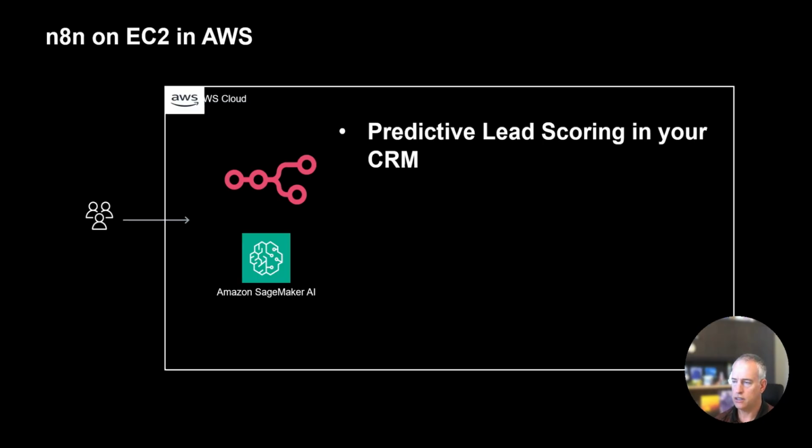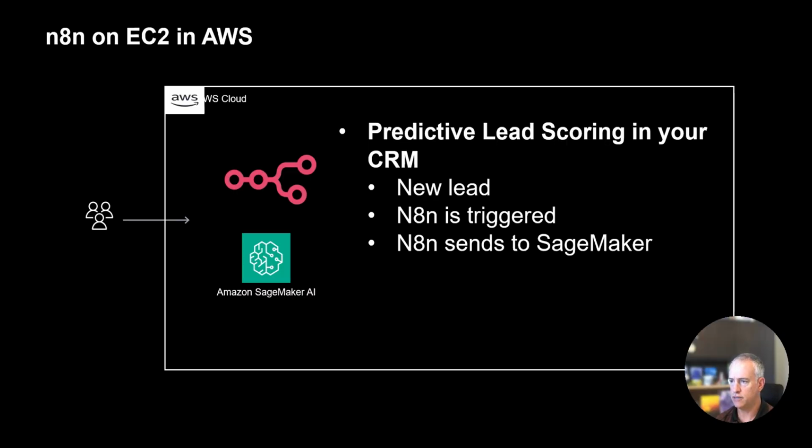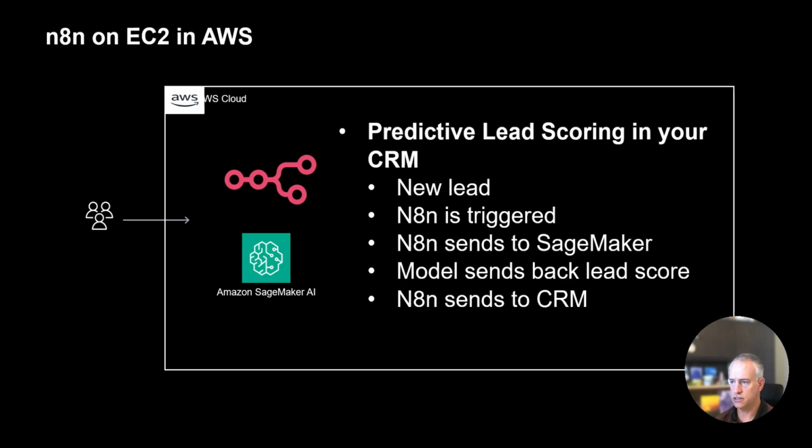Another option would be lead scoring for your CRM. Let's just say you have a new lead that comes in, and then it checks out that new lead. It sends it to SageMaker for a lead scoring model. So n8n is triggered, sends the information to SageMaker. SageMaker then sends it back and says, hey, this is a great lead or not a good lead. And then you can send it to the CRM based on what the model says.